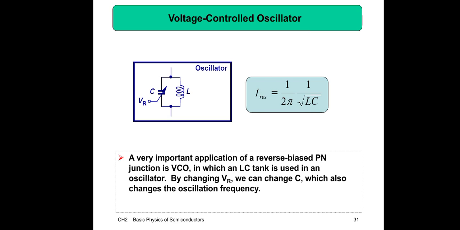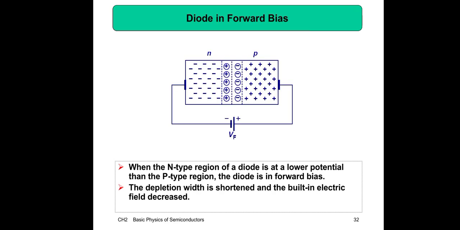Voltage controlled oscillator. A very important application of a reverse bias p-n junction is the voltage controlled oscillator, in which an LC tank is used in an oscillator. By changing VR, we can change C, which also changes the oscillation frequency, whose formula is given in the slide shown here also. Now p-n junction diode in forward bias.